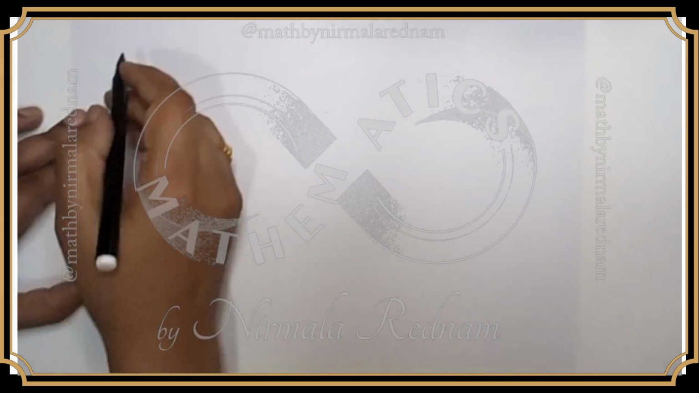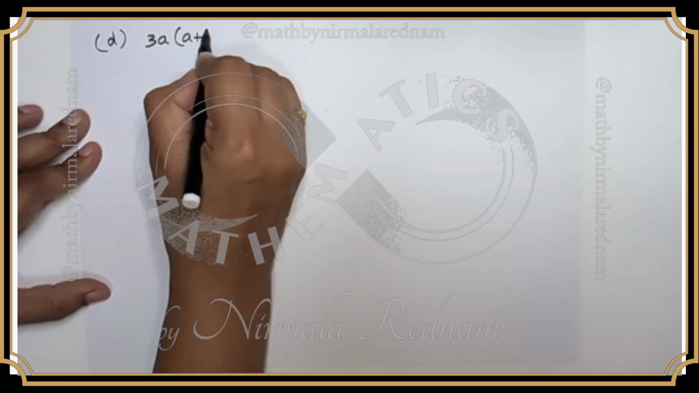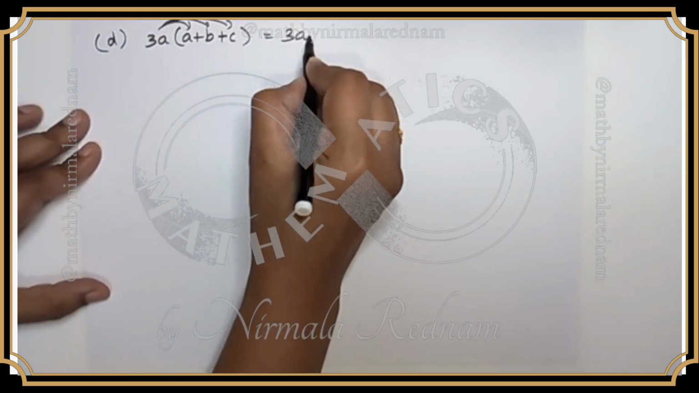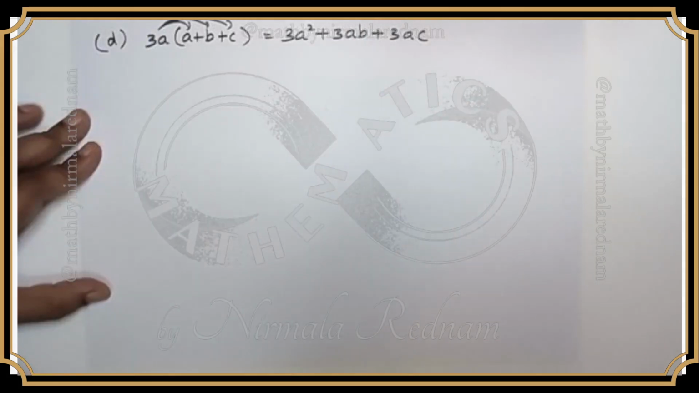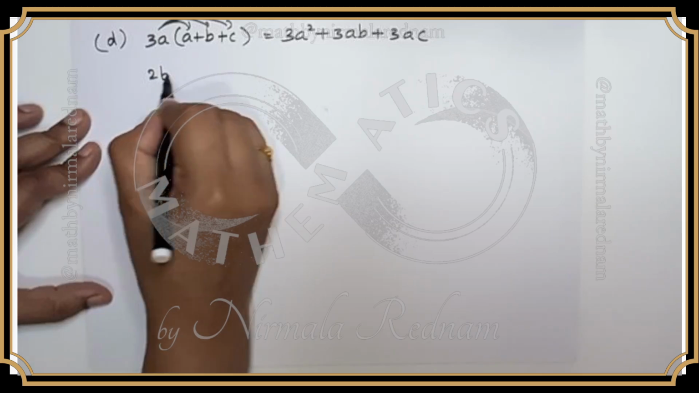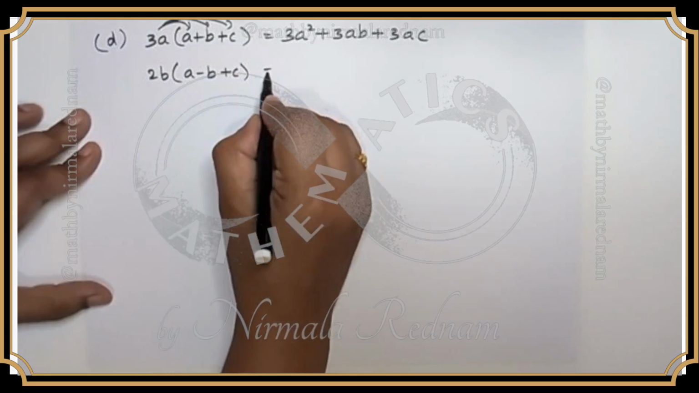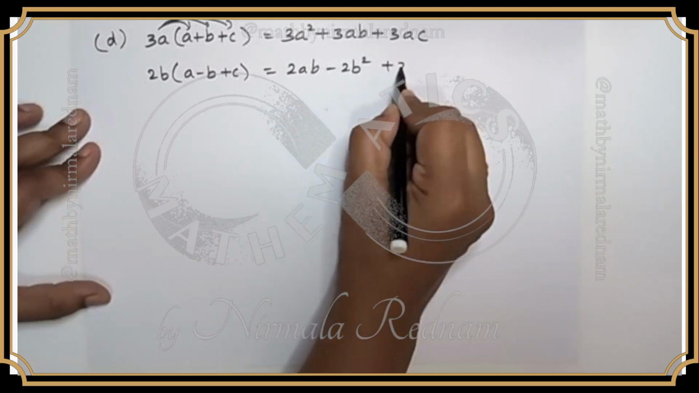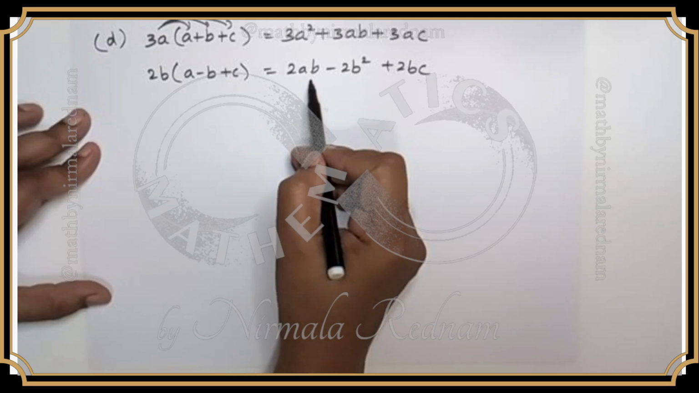So I have 3a into a plus b plus c, right? If I open the bracket, this will become 3a square plus 3ab plus 3ac. Correct? Now, I have 2b into a minus b plus c, which is nothing but 2ab minus 2b square plus 2bc. Correct? Now, this minus this is what they're asking.